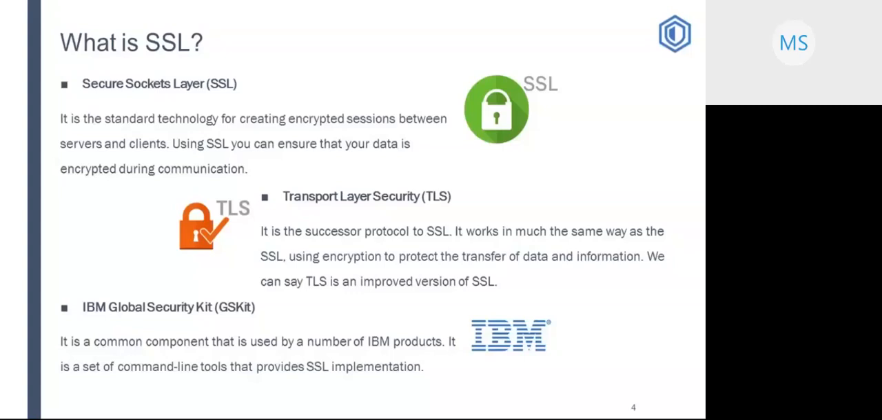Next, coming to the GSKit, IBM Global Security Kit is a common component that is used by a number of IBM products. Spectrum Protect uses GSKit key management APIs to create key database files and stores a unique private and public certificate in it. Using GSKit, key database files are managed. Next, I'm moving to the next slide, 5.